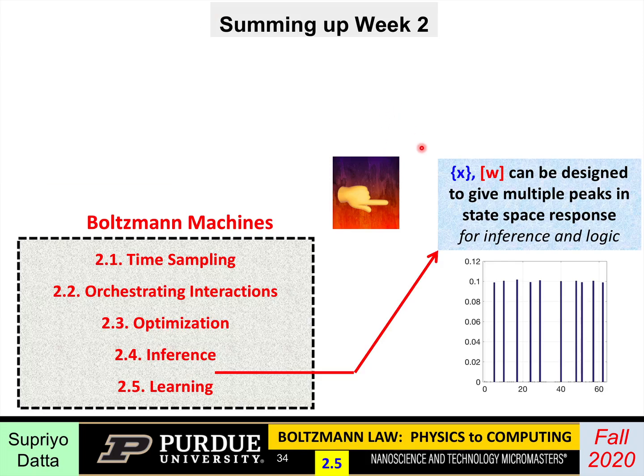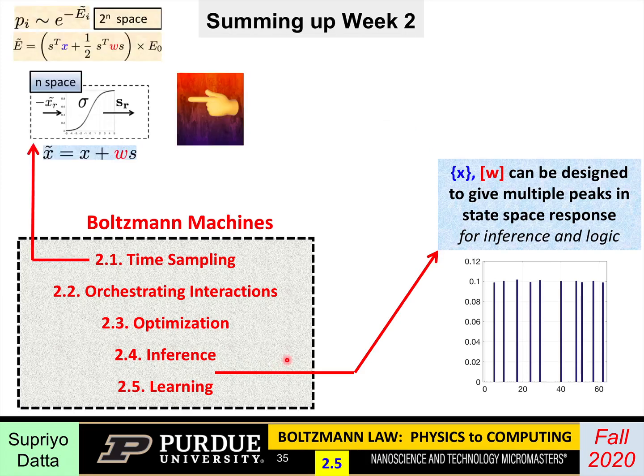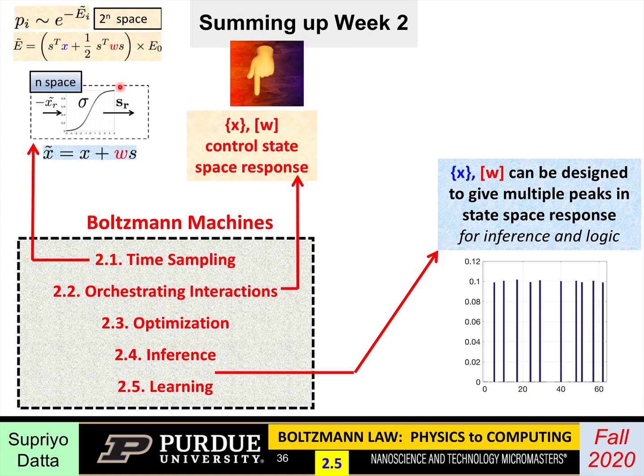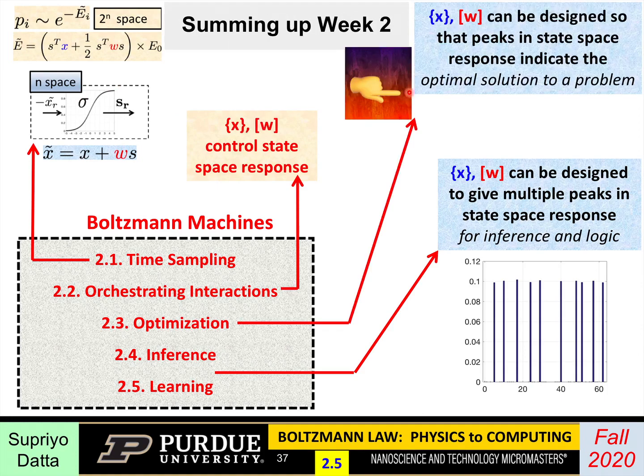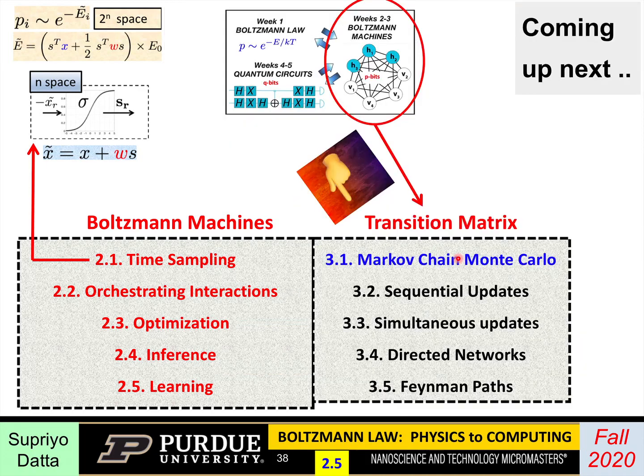Now, summing up: right now we talked about inference and learning, but in this week we actually started with the sampling method and then went on to show how X and W, the bias and weight, control the state space response. Then we showed how you could design them to solve this constrained optimization problem. And finally, we talked about inference and logic. And that completes week 2.